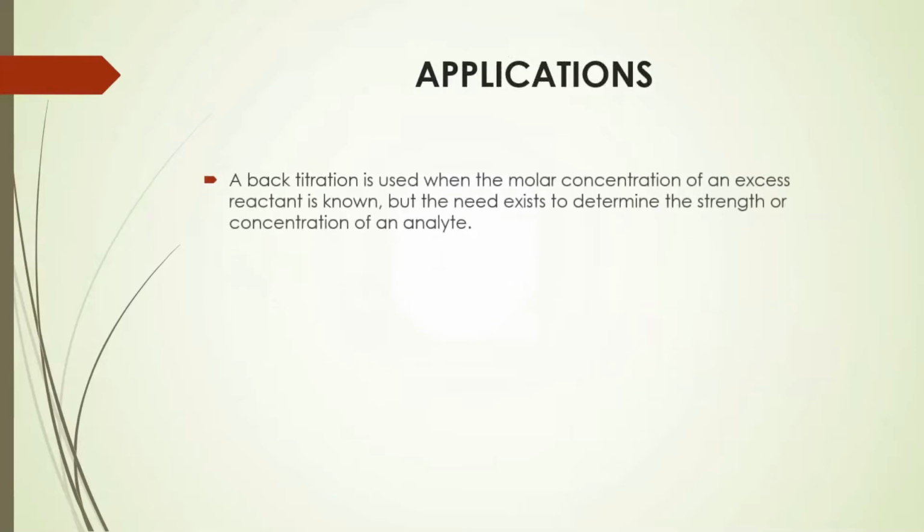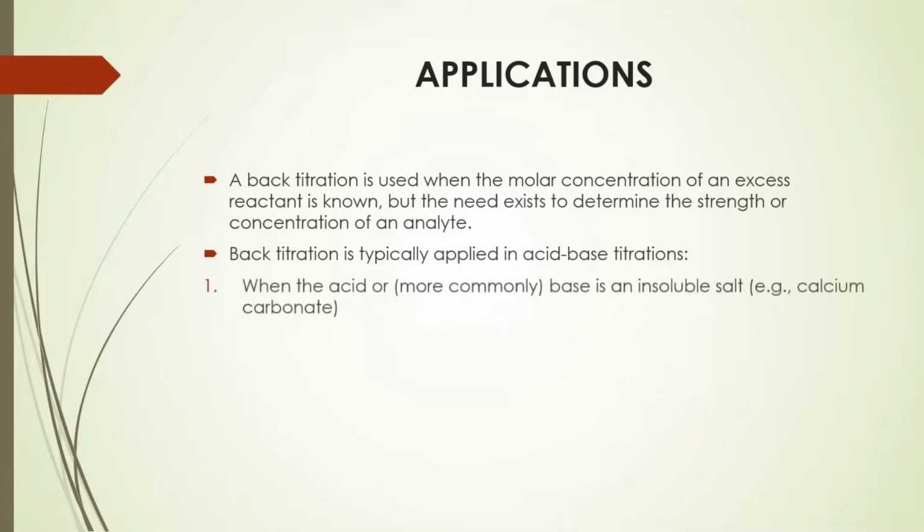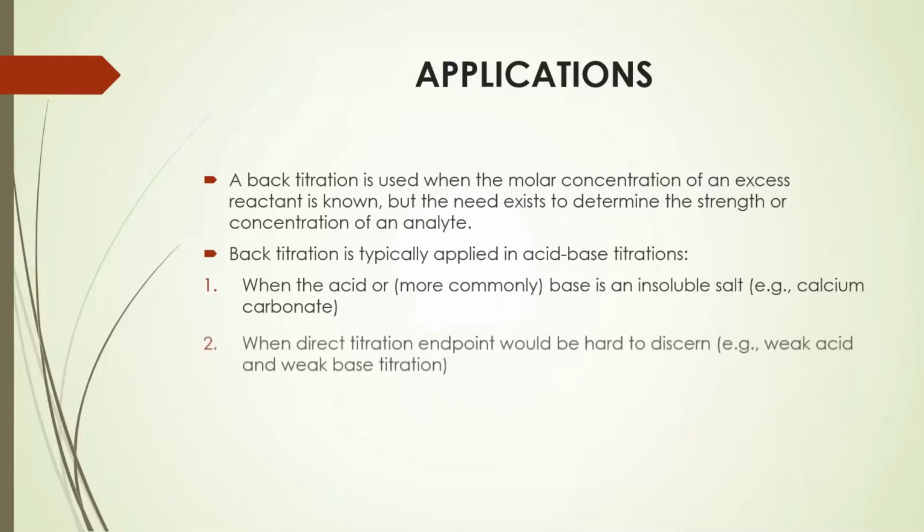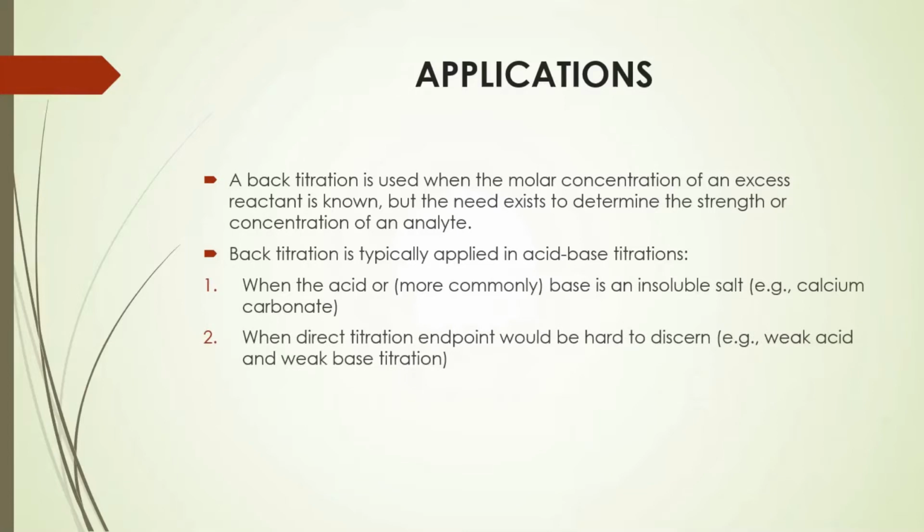Applications. A back titration is used when the molar concentration of an excess reactant is known, but the need exists to determine the strength or concentration of an analyte. Back titration is typically applied in acid-base titrations. When the acid or a base is an insoluble salt, for example calcium carbonate. When the direct titration endpoint would be hard to discern, for example weak acid and weak base titrations. And when the reaction occurs very slowly.